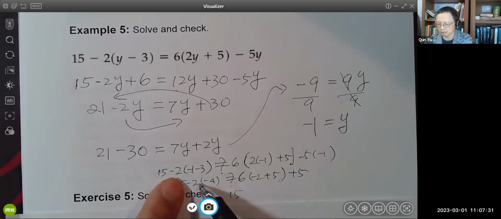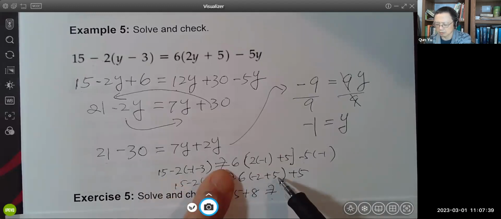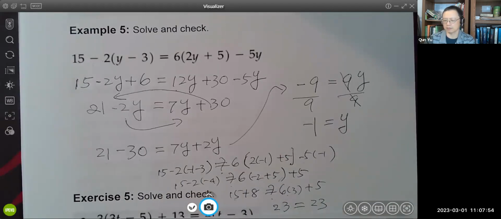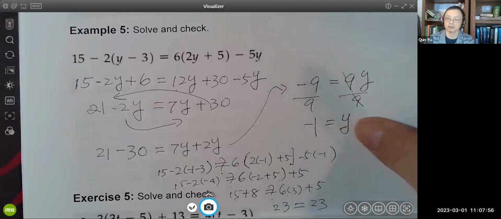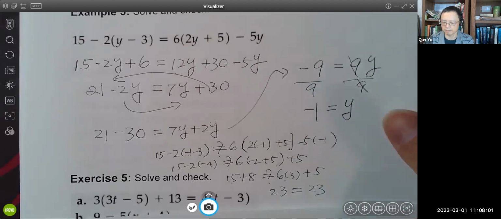We do multiplication first. -2 times -4, that's positive 8. On the other side, -2 plus 5, that's positive 3. So it's 3 plus 5. Now, almost there. 15 plus 8, that's 23. The other side is 18 plus 5, 23. So we get the correct answer. Again, as long as your calculation is right, it will be right.